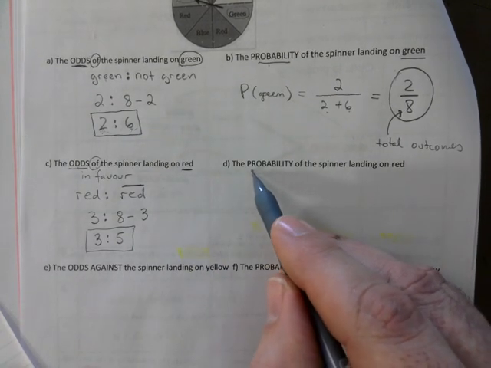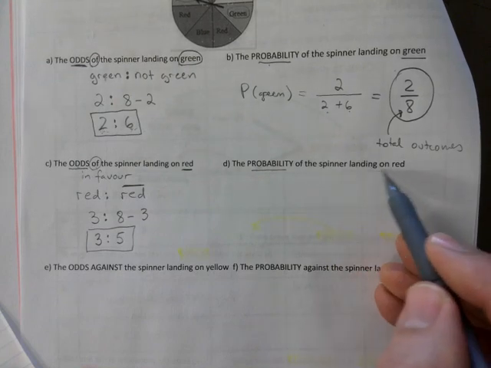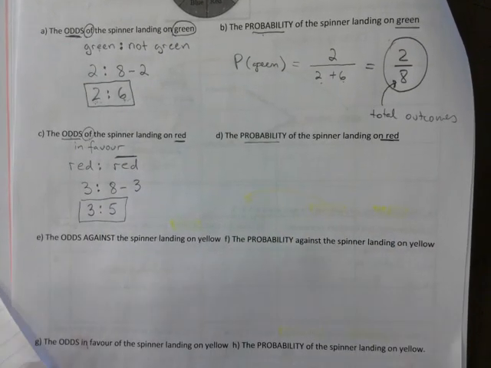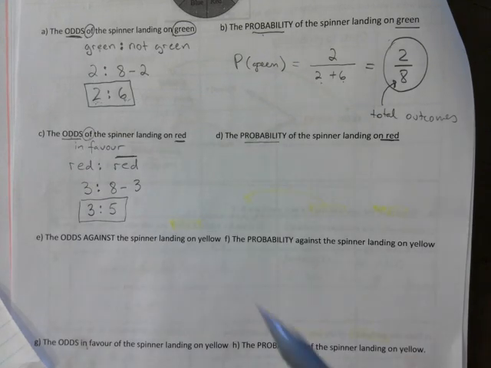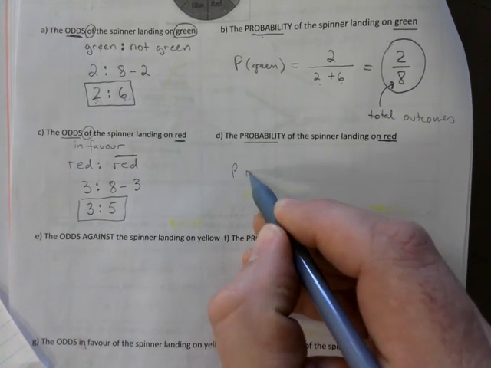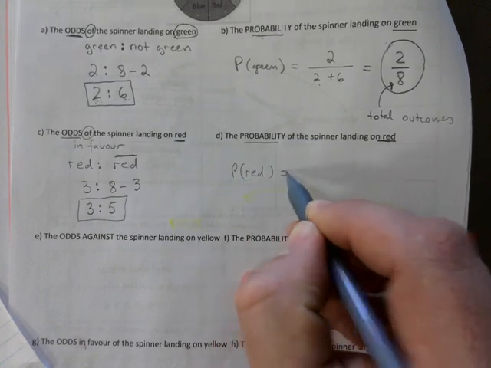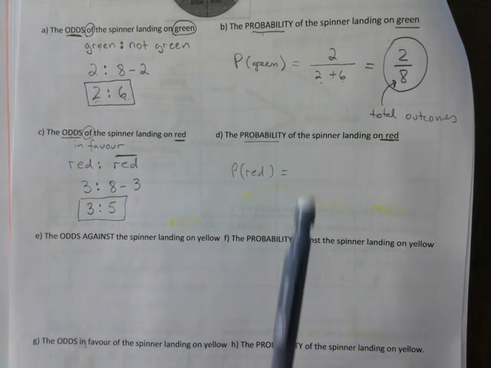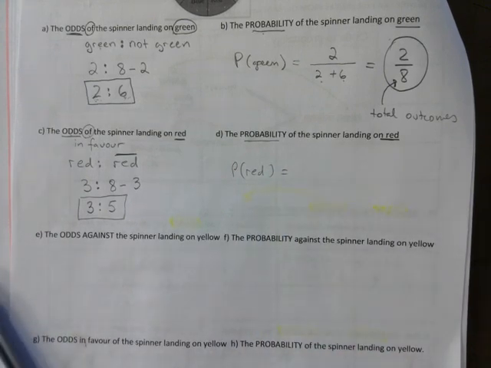Okay, state the probability of the spinner landing on red. So I did that for a reason. I do them side by side for a reason. Okay, so probability of red, how would you do that? Take a second to do that. Answer this question right now. Should take you 20 seconds.